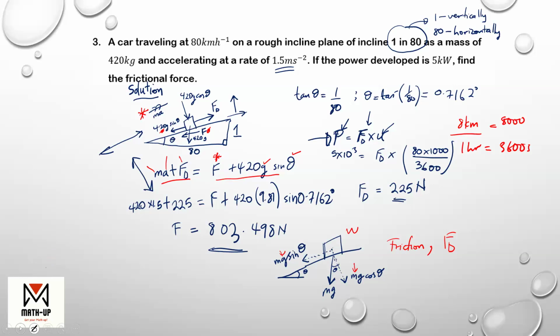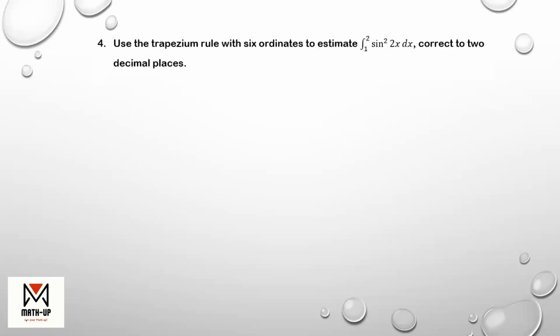MA is positive because the body is moving upwards, and the resultant force acts in the direction of motion of the body. Yeah, I think that is it. So let's proceed to question 4, trapezium rule. Yes, I used F equals MA, and if you use that, that's the result. That is what you will get here.